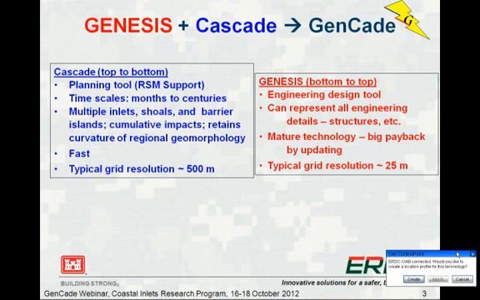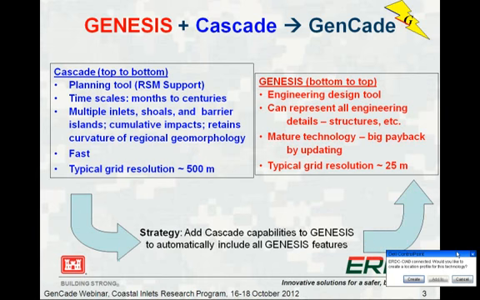One of the things about Genesis is if you haven't used it, you've at least heard of it, but many people have used Genesis. It's a mature technology and there's big payback by updating. So our idea was to add the Cascade capabilities to Genesis to automatically include all of the Genesis features. So that might sound like it's very simple. We can just add the two codes together and we'll be able to output GenCade. Well, it was not that simple. It took us several years to get this code correct, make sure everything was working, and to get all of our bugs out.